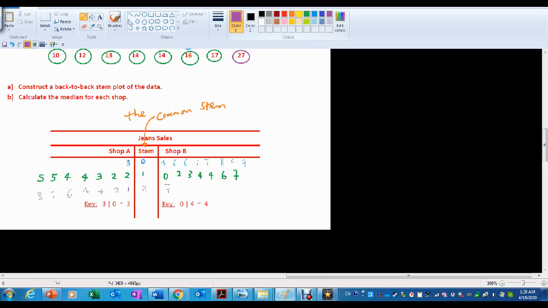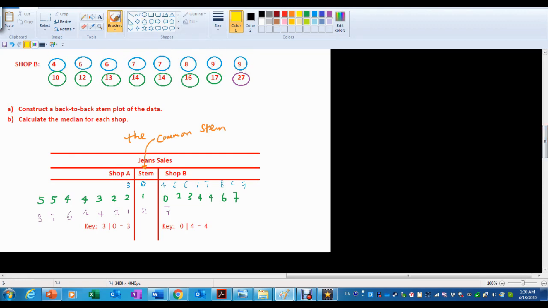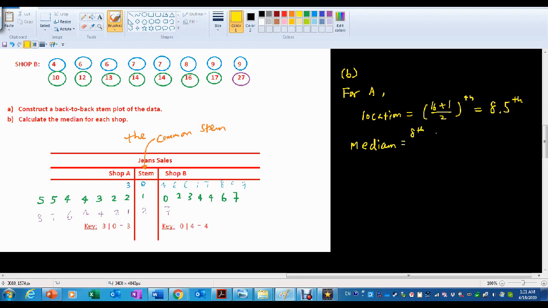Okay, calculate the median. All right, so let's do the median. So median for A. Remember there are 16 data. For 16 data, the median is the middle data, right? So the location for the median is always 16 plus 1 over 2. So that's 8.5. But we don't have such an 8.5 order, right? So that means it should be between 8 and 9, right? So the median is the 8th data plus the 9th data, divided by 2.